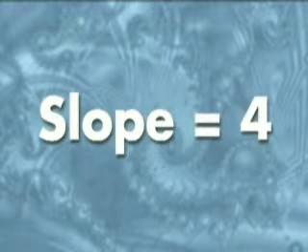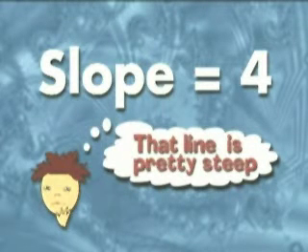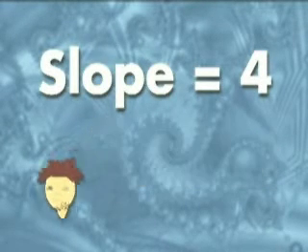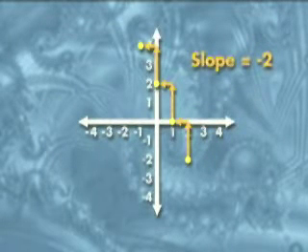And you'll learn how the value for the slope of a line can tell you something about the steepness of a line and the direction it goes. Finally, you'll learn to draw a line through a given point with a given slope.